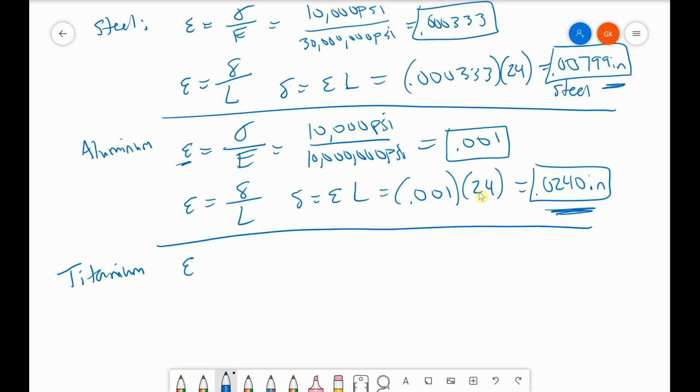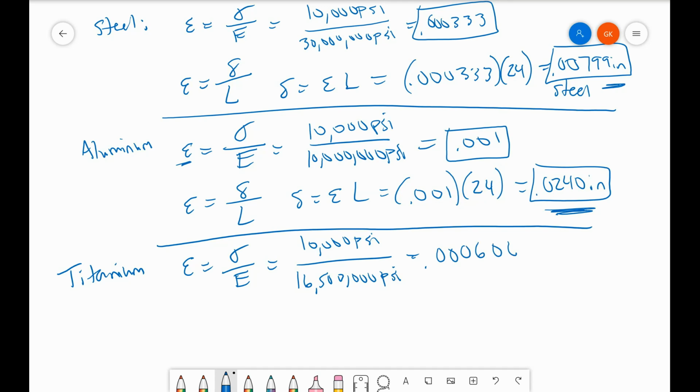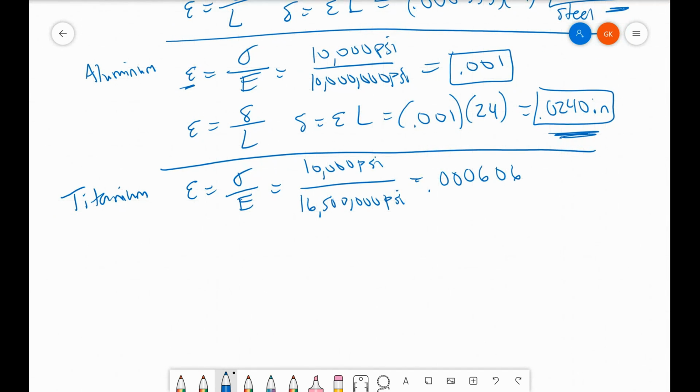So the strain is equal to the stress over the modulus of elasticity, which is going to be equal to, in this case, 10,000 psi over 16,500,000 psi, which is going to be equal to 0.000606. That's inches per inch, feet per feet, where we want it to be.